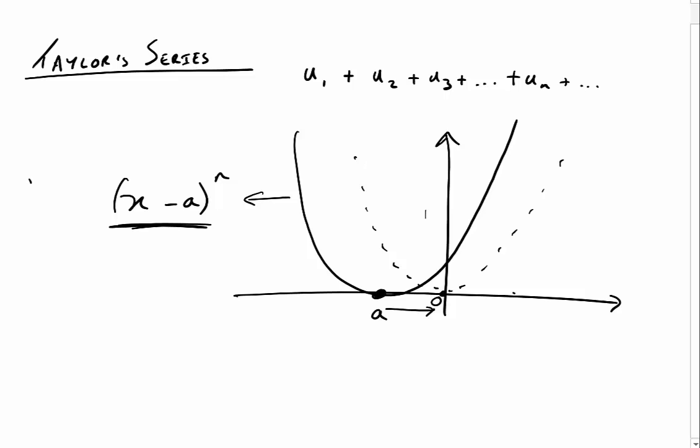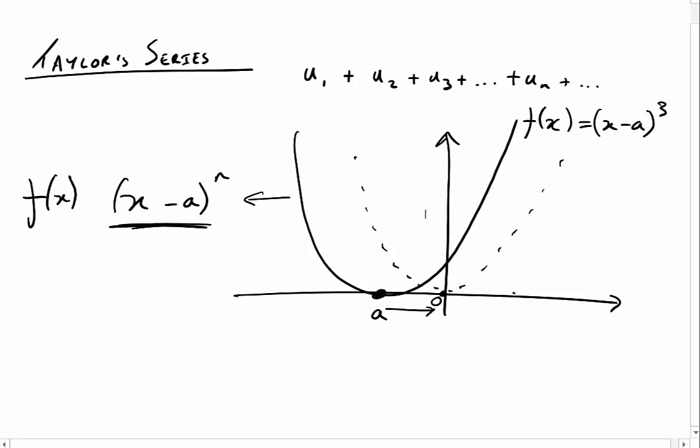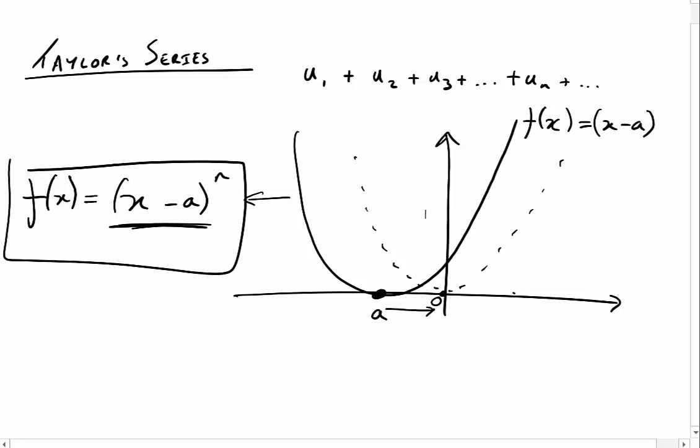And this is a function. Because at the moment, what I've drawn here is f of x is equal to x minus a squared. But I could equally do the same thing with cubed, or to the power of 4, or even with a linear function, or 5, or whatever. The reason why we're considering it like this is because this n can vary.